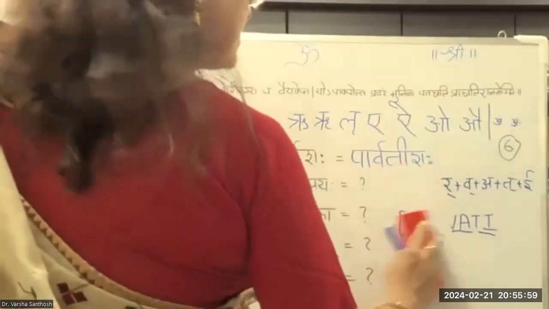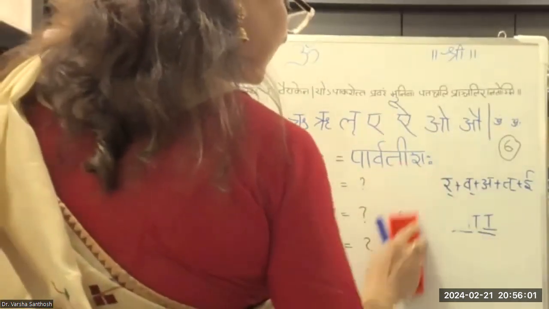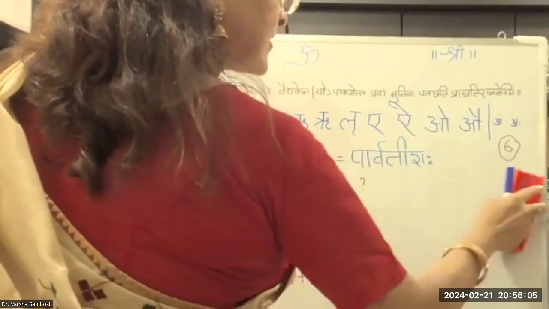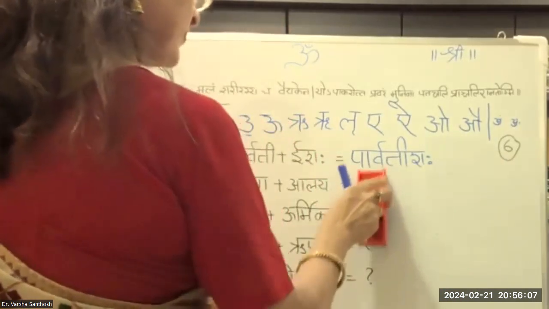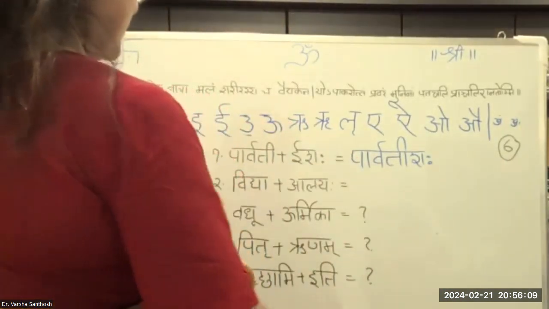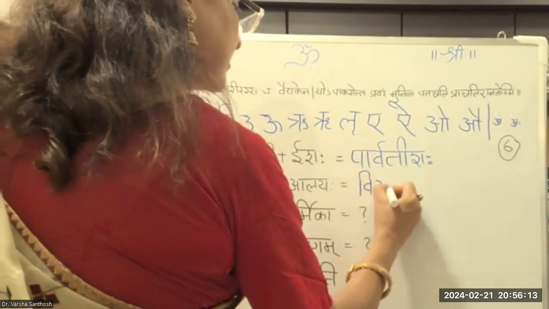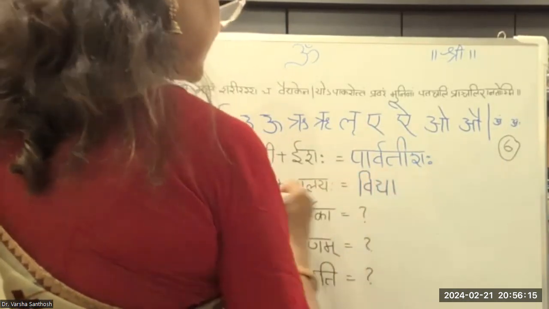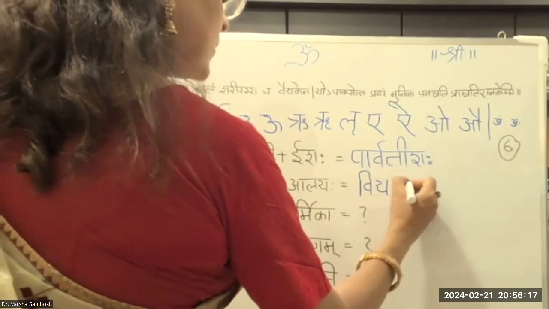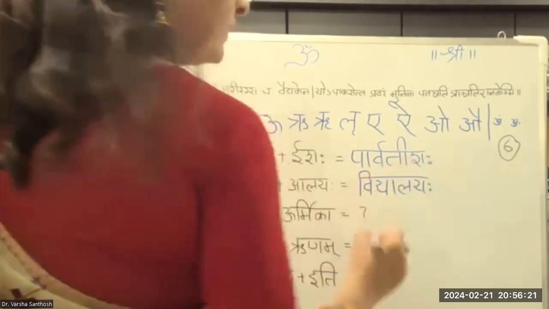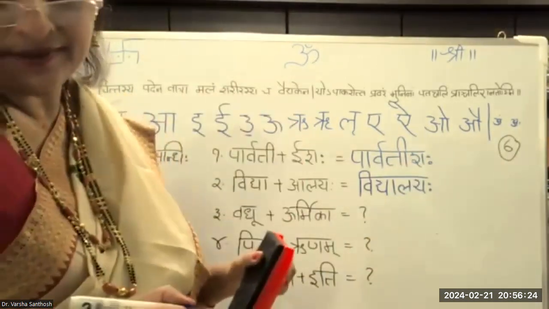Vidya plus Alaya: Vidyalaya. Anybody has got any different answer? Vidya's last alphabet is A. Alaya's first alphabet is A. So Vidyalaya.